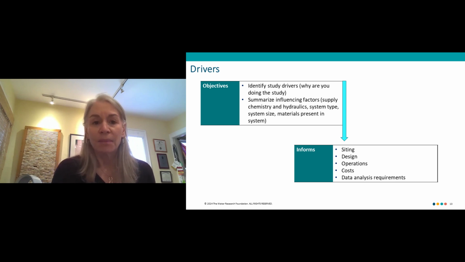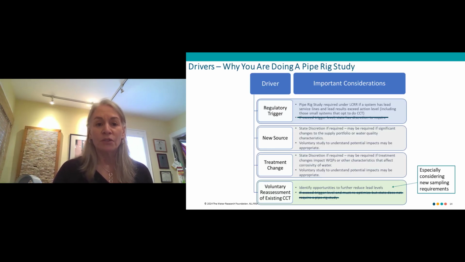And then the second step is to summarize what we're calling the influencing factors. These are your sources of supply, their chemistry, hydraulics, system type, system size, all of those types of considerations, which are going to have a very big impact on the siting, the design, the operation, the cost, data analysis requirements. When we talk about drivers, we focus on 4 key drivers.